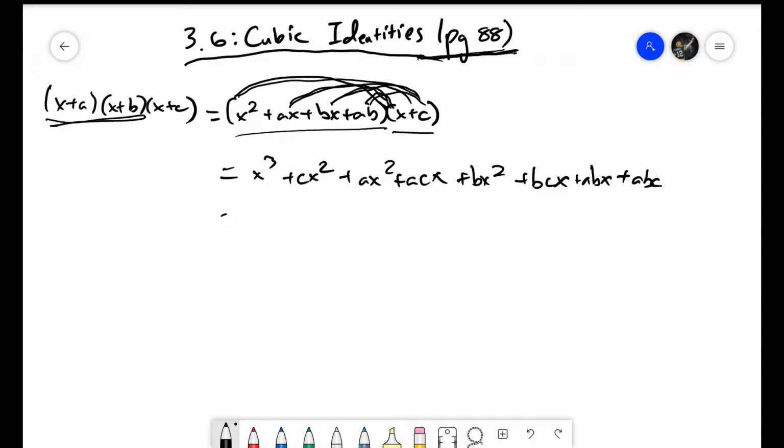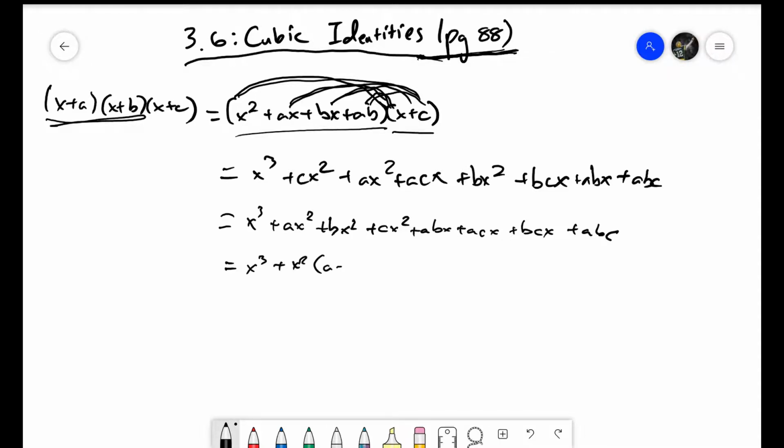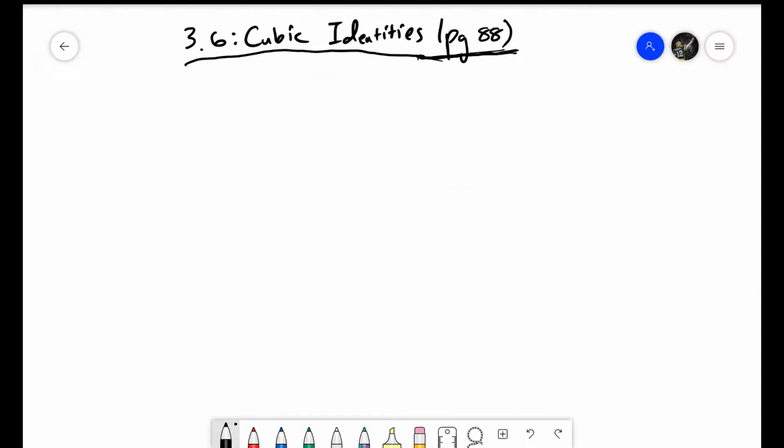So this simplifies to x cubed plus ax squared plus bx squared plus cx squared plus abx plus acx plus bcx plus abc. And this can be simplified to x cubed plus x squared times a plus b plus c plus x times ab plus ac plus bc plus abc. Now we're going to try some problems using these identities. So the first one is to expand x plus 4 cubed.